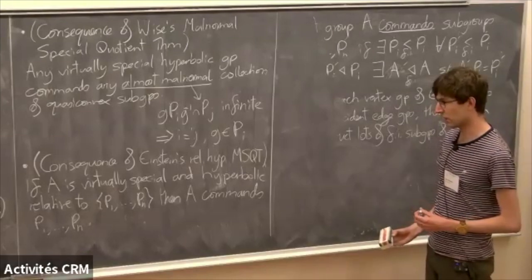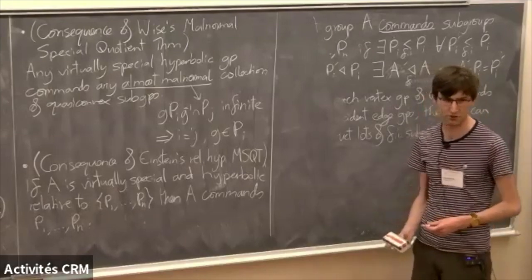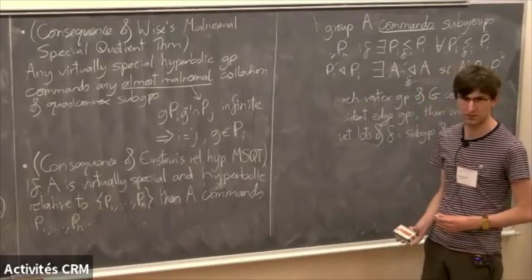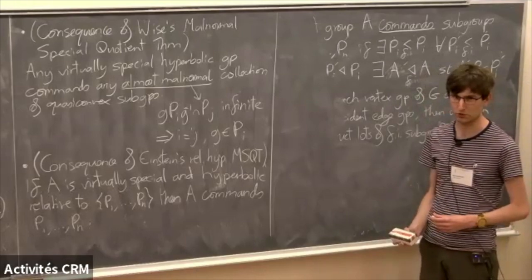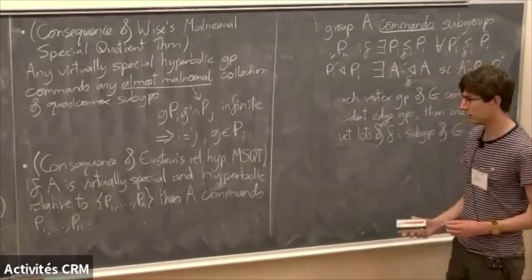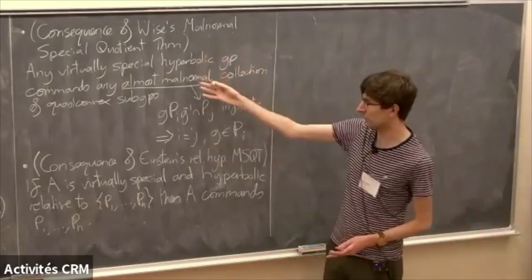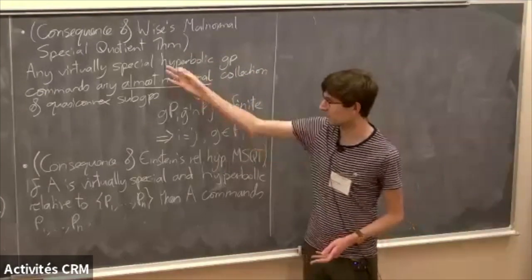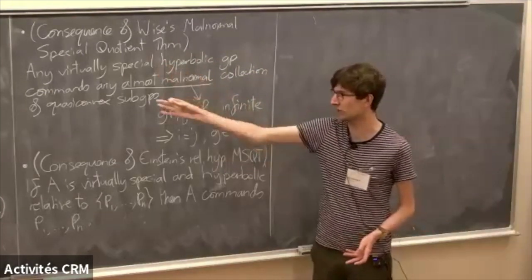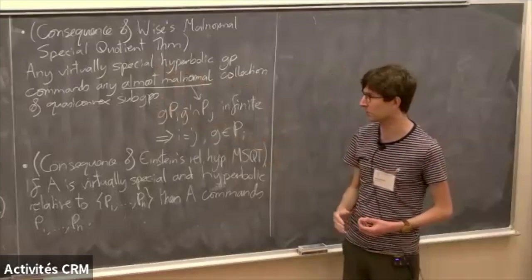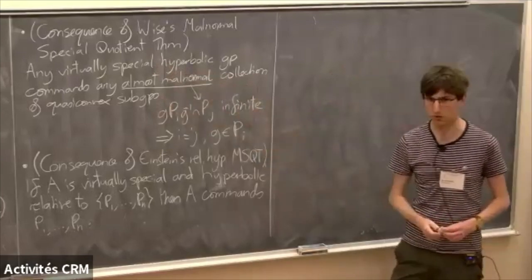If it's hyperbolic relative to your collection of quasi-convex subgroups, then yes. Yeah, I don't know if there's another more general statement you could get. Yeah, and this generalizes the previous one. So in the previous case, the group will be hyperbolic relative to the collection of the P1 to Pi as a result of almost malnormality.